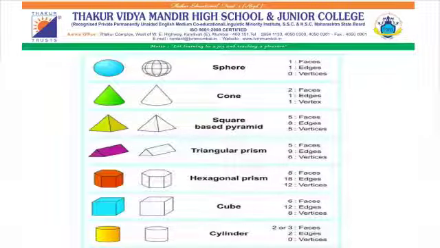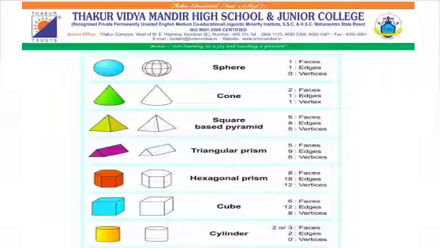Can you see here a few shapes I have given? We have to write the faces, edges, and the vertices of those shapes. First one is a sphere. In a sphere, you can see one face and one edge. No vertices are there in a sphere. Cone. In a cone, you can see two faces, okay, and one edge and one vertex.